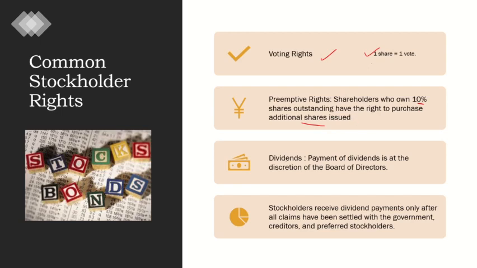Ya. Kemudian dividends. Payment of dividends is at the discretion of board of directors. This is the shareholders lah. Ya. Shareholders. Then, stockholders receive dividend payments only after all claims have been settled with the government, creditors and preferred stockholders. So, common stockholders dia akan dapat last sekali. Ya? Dia dah bayar hutang, dia dah bayar loan, bonds dia dengan government, things like that. Barulah common stockholders dapat.